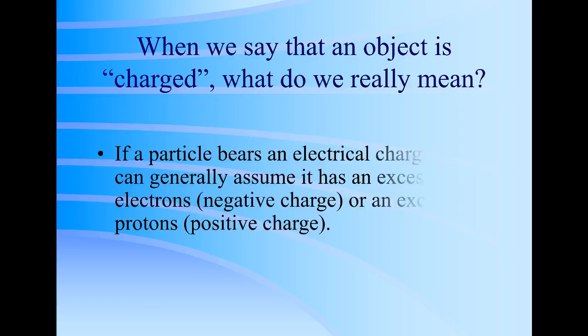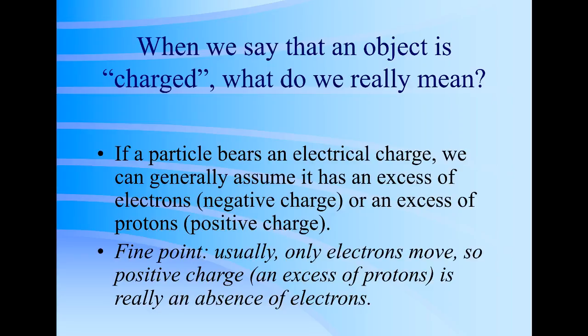Well, there's a couple things. If we have an electrical charge, we can assume that it has either extra electrons for negative charge or extra protons for positive charge. One thing to point out is that it's usually only the electrons that move, so positive charge is just an absence of electrons. One way that we know this is by thinking about the atom. The electrons are located in the outer parts of the atom. You can think of them as being in the electron clouds from quantum mechanics. And the protons are sort of stuck in the nucleus.